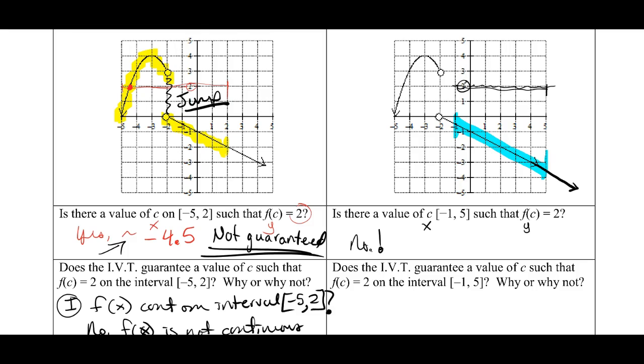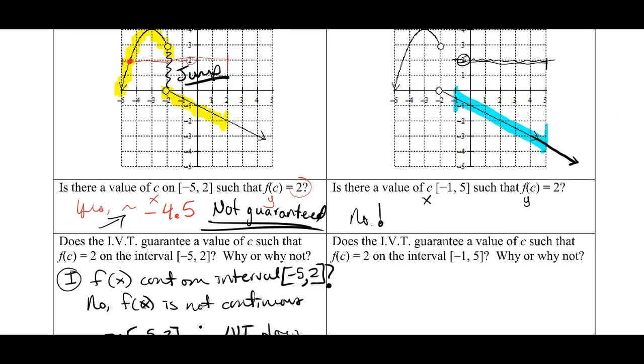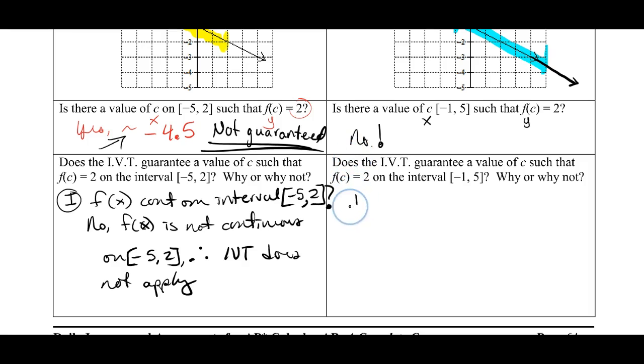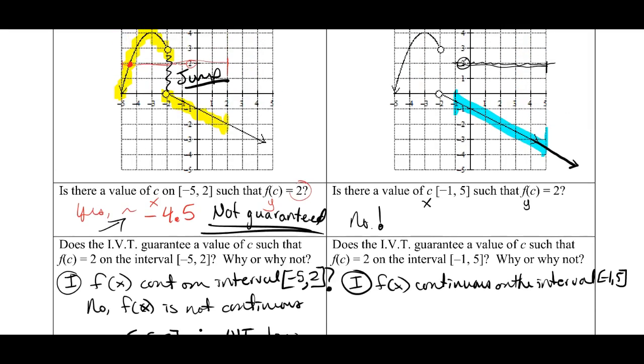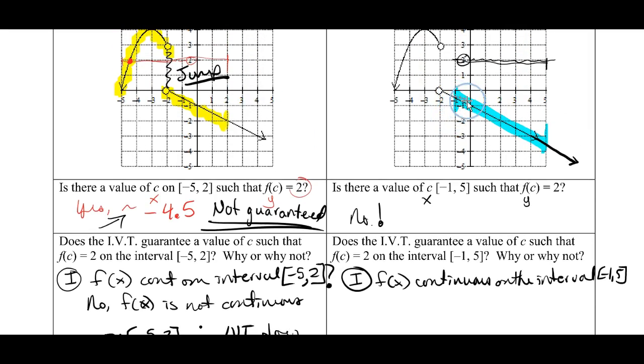Does the IVT guarantee that value? Does the intermediate value theorem guarantee such a value? Well, to determine if the IVT applies, we need to check two requirements. We looked at our first one on the left. Is f of x continuous on the interval? And that interval is -1 to 5. Looking at our graph, if we start at -1 and move along, yes, my function is continuous.